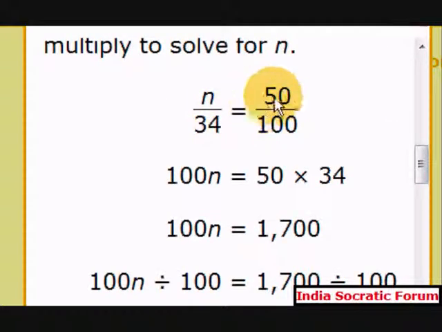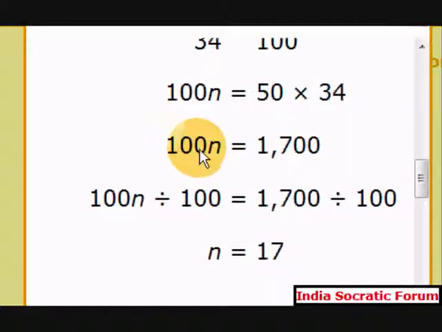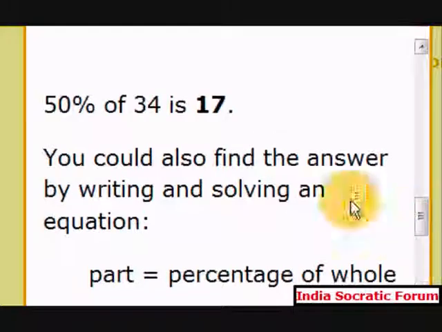n by 34 equals 50 by 100. 100 into n, 34 into 50. 100n equals 1700. Divide by 100 on both sides. So n equals 17. 50% of 34 is 17.